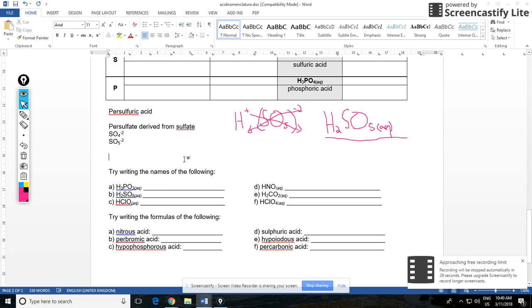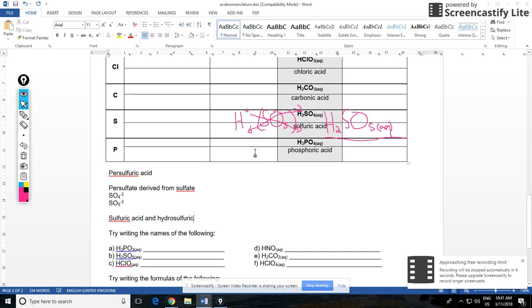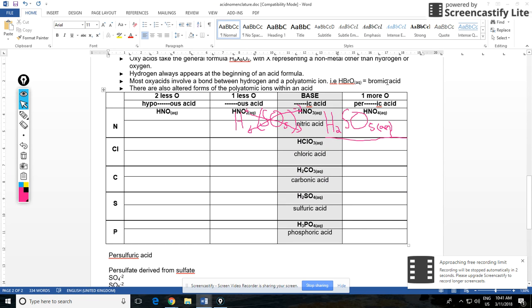So to finish off, I'm going to leave you with a thought question. If you have sulfuric acid and hydrosulfuric acid, how can you tell which one is a binary acid and which one is an oxy acid? After you're done describing this, write their formulas down. And then don't forget to go back and see the error in this name or formula.